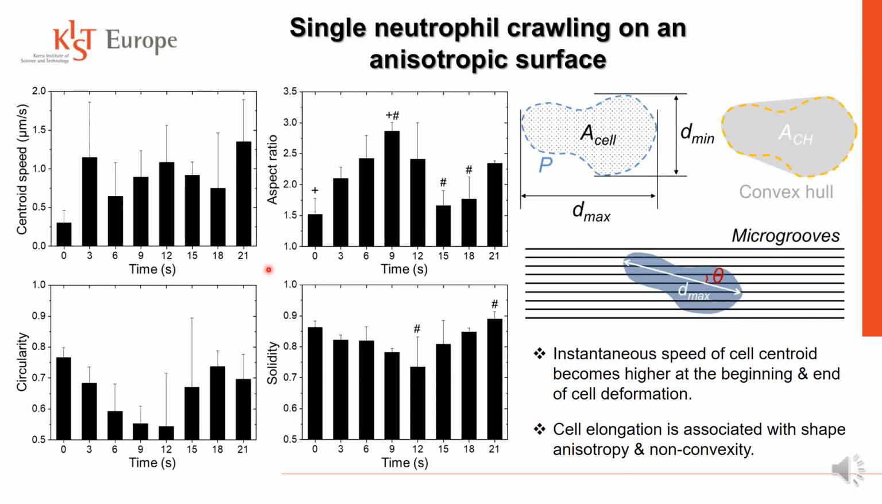In this example, we find that the cell elongation indicated as the aspect ratio is strongly associated with 2D shape isotropy, represented as the circularity, as well as with the non-convexity of the 2D morphology, which is parameterized by solidity. Here, the solidity is defined as the ratio between 2D cell area and its convex hull area, so that a lower solidity value is interpreted as higher cell membrane deformability.